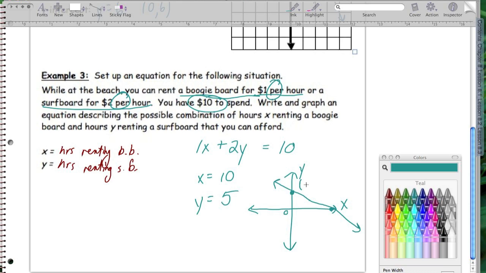So just for review, if this is the point 0, 5, and this is the point 10, 0, this means, because X stands for our boogie board rental and Y stood for our surfboard rental, here this would be 0 hours of renting the boogie board, but 5 hours of renting the surfboard because our Y is 5. This is 10 hours of renting a boogie board, but 0 hours of renting the surfboard. So a whole bunch of different options that we can work with here, okay?